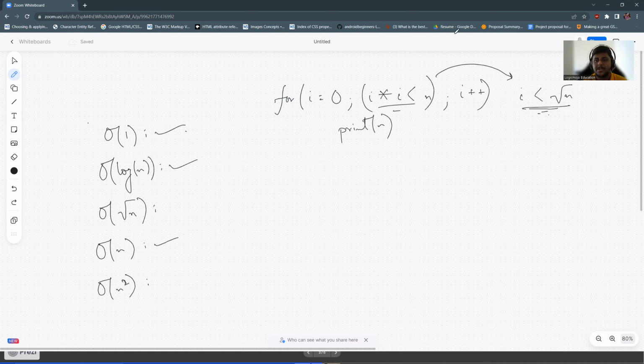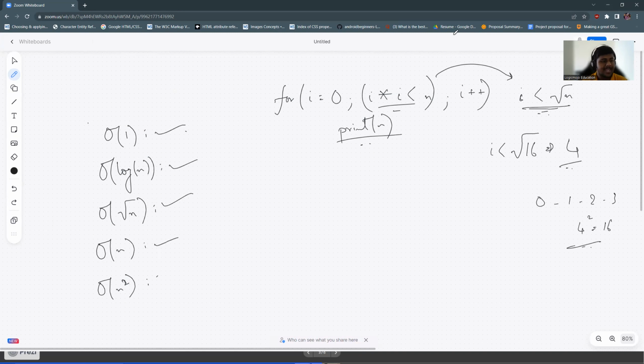So this will run for root n times, as it will always run till i is less than root n. So if the n value is 16, it will run for 4 times, right? For 0, 1, 2, 3. And then as soon as i becomes 4, 4 square is equal to 16, the loop gets broken and we are good to go. All right. So root n is also confirmed.